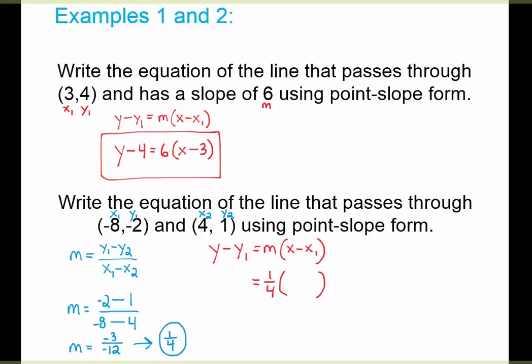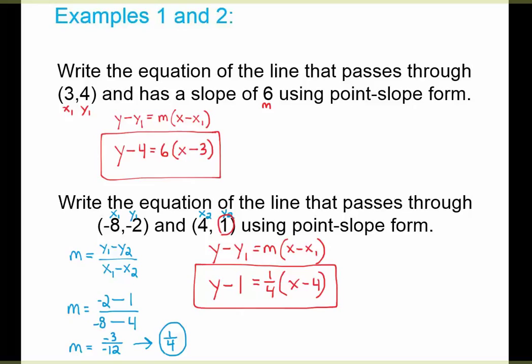Which one of these points do you think would be the easier point to fill in? Probably thinking (4, 1), because those are just basic positive numbers. So if I were to plug in (4, 1), it would be y minus y sub 1, or in this case, y minus 1, equals 1/4 times x minus 4. That is one possible answer, and that would work.